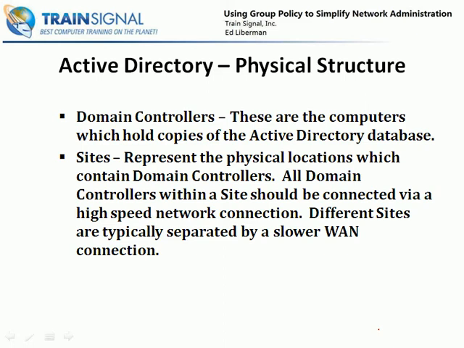And then we have sites. And a site represents a physical location containing domain controllers. Now, all of the domain controllers within a certain site should be connected via a high-speed network connection, such as an Ethernet connection. Whereas different sites are typically separated by a slower WAN connection. So we may have a T1 line connecting two different locations from one another.